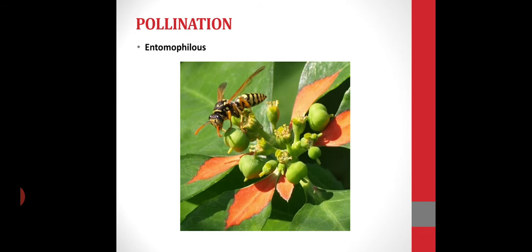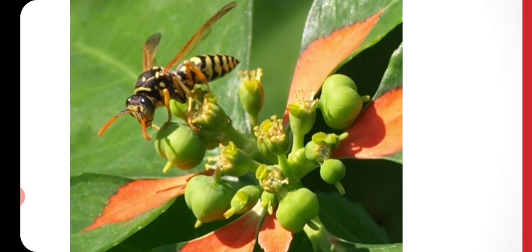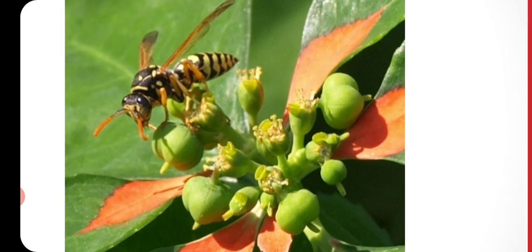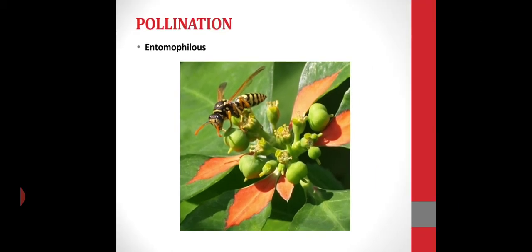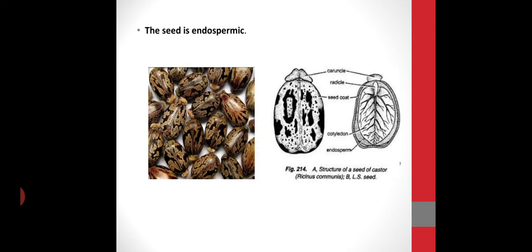And pollination, of course, is entomophilous. Here we can see this cyathium inflorescence, it is Euphorbia pulcherrima. Okay, then the nectar is there in plenty, that's why entomophilous pollination is possible. And this seed is endospermic.